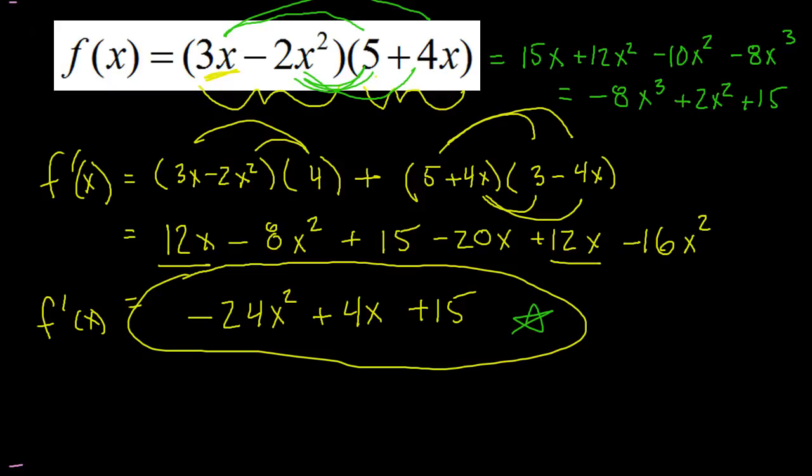Maybe you think the product rule is faster. Maybe you think the other way is faster. I don't care. Just find the derivative. But for this next problem, I have to have the product rule. You cannot do this any other way than with the product rule. I have 3x squared times sine of x.